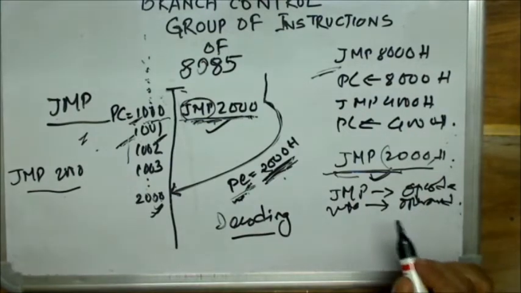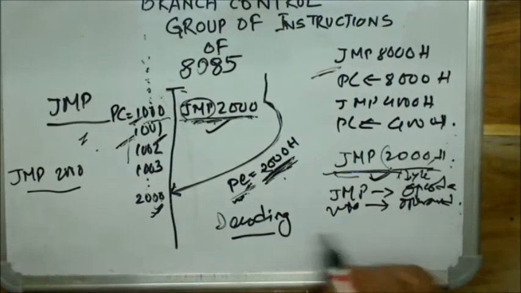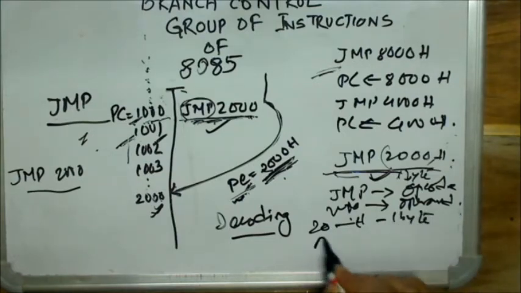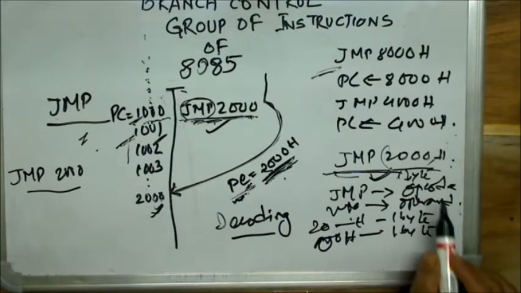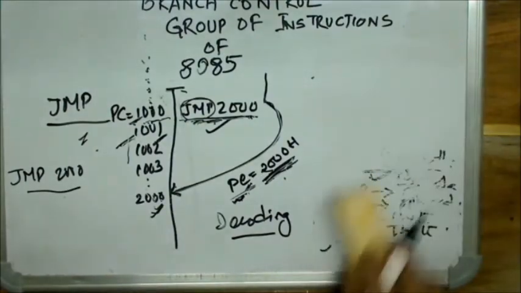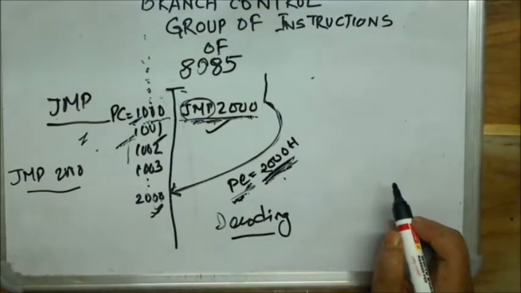So all opcodes are of 1 byte. This is 1 byte, 20H will be 1 byte, and 00H will be 1 byte. All together this makes a 3 byte instruction. Since this is a 3 byte instruction, it will be written in 3 memory locations, because one memory location carries only 1 byte. I hope you know this.